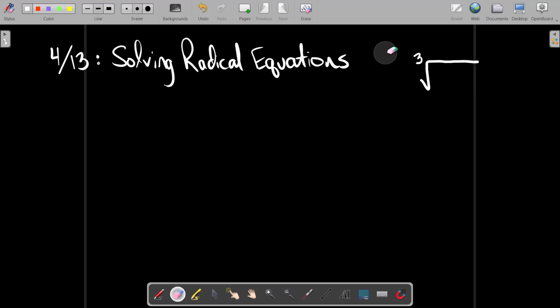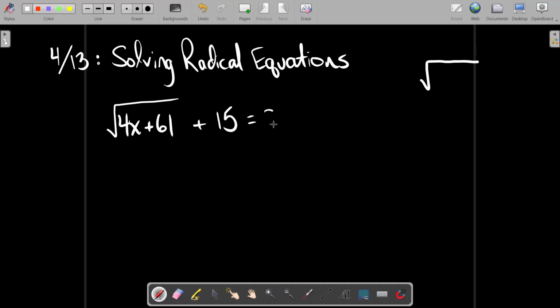We, at least for the foreseeable future, are only going to talk about the square root. So I call them radical equations, but more specifically, we're just going to be solving square root equations. And if you tackle this with the greatest of ease, then perhaps we'll move on to some cube roots and fourth roots, but we should be fine with just the square roots, okay? So an example would be this: the square root of 4x plus 61, plus 15, equals 22.